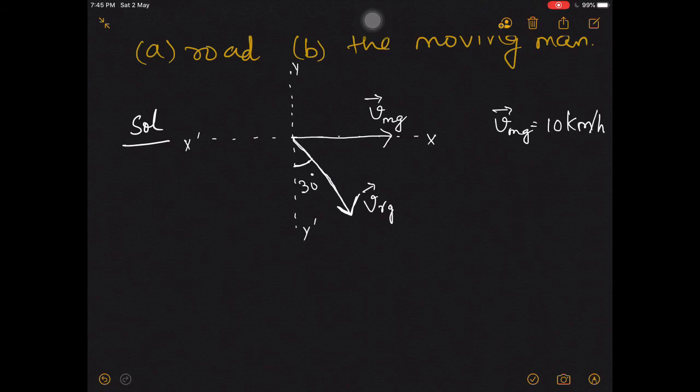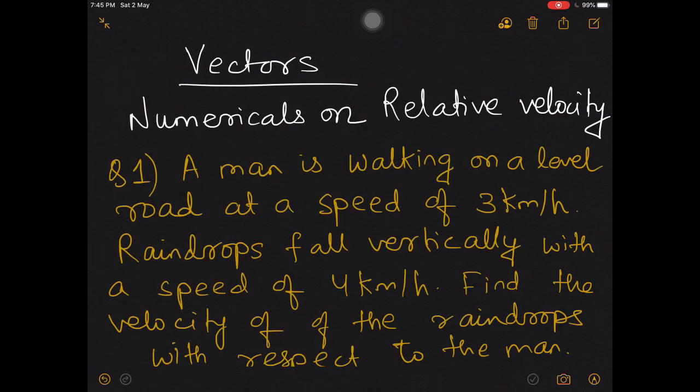He finds that raindrops are hitting his head vertically. So along this direction, it is the velocity of rain with respect to man, because when the man starts running, the raindrops are hitting his head vertically. So along your y dash axis, you have the velocity of rain with respect to man. Again, the value is not given. Find the speed of raindrops with respect to road.